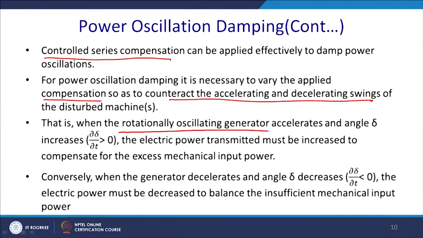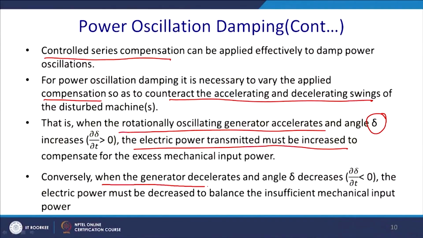So, what happens then? The rotationally oscillating generator accelerates and angle delta increases, and thus the electric power transmitted must be increased to compensate the extra mechanical power. So, you are required to do the needful to increase the power handling capability of the line as supplied by the mechanical devices. Conversely, when power generation decreases, you also have to reduce the power handling capability of the line, otherwise it will lose synchronism.